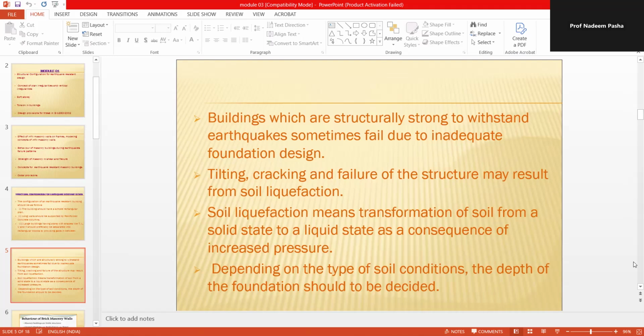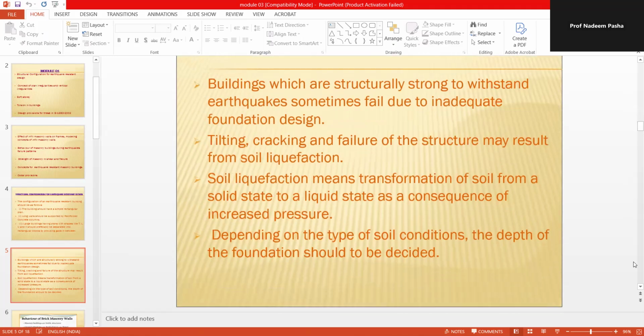Depending on the type of soil conditions, the depth of foundation should be decided. See here, the type of soil condition, whether it is a hard soil, a rock soil, or a soft soil. Depending upon the soil condition, the depth of foundation should be decided.